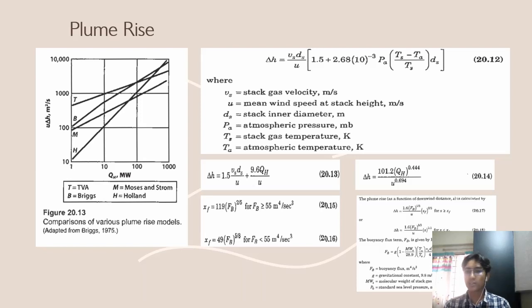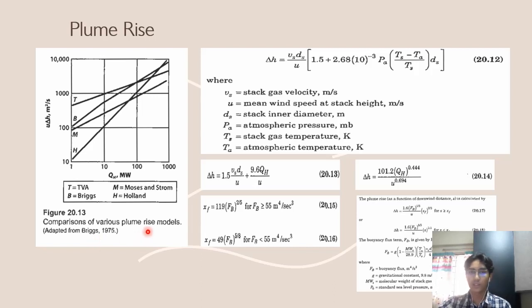Modeling the rise of a plume of gases emitted from a stack into a horizontal wind is a complex mathematical problem. Plume rise depends not only on such stack gas parameters as temperature, molecular weight, and exit velocity, but also on such atmospheric parameters as wind speed, ambient temperature, and stability conditions. Several published accounts compare plume rise models with each other and with actual observations. Figure 20.13 is the comparison of various plume rise models.